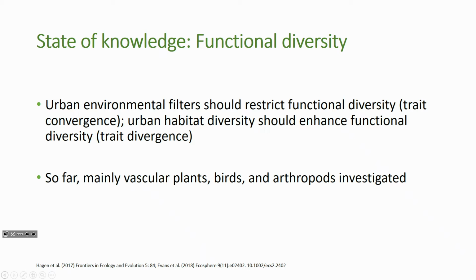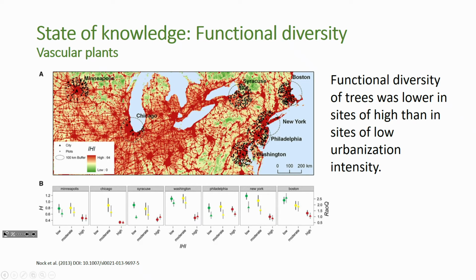Still, the literature, well, again, mainly focuses on plants, birds, and this time also arthropods, and I will show you what the literature says. Just as a first summary, results vary, as so often. I will first show you how urbanization affects functional diversity, at least for the few studies that have investigated this question.